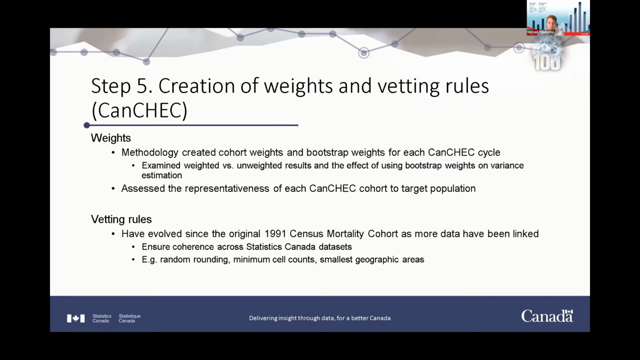In terms of the vetting rules, when the first CanCheck came out in 2008, the vetting rules have changed a little bit, in part because more data have been added to the CanChecks. We have more of them, and we also wanted to ensure coherence across the different Stats Canada data sets in the research data centers to help the analysts in the research data centers perform their vetting job. This would include random rounding, minimum cell counts, smallest geographic areas. So the vetting rules will change, and they have changed for the CanChecks over time, and they're an important part of the process.